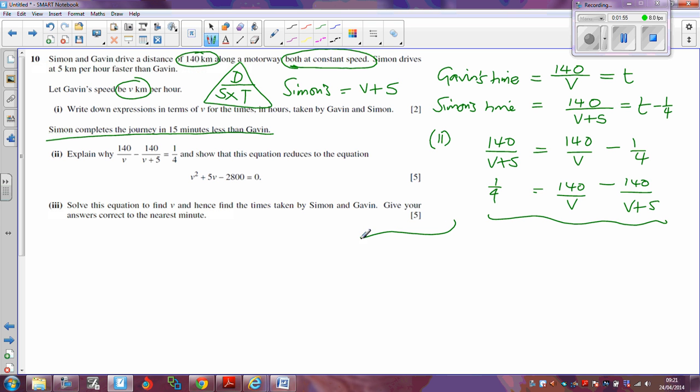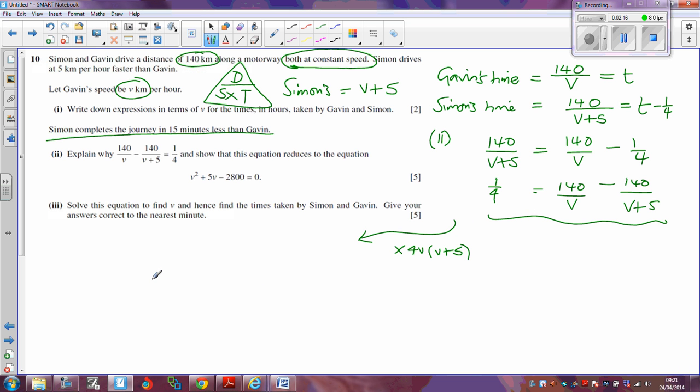Now, in order to make that into a quadratic equation, I've basically got to get rid of the fractions. And the easiest way to do that is to multiply all in one go by the lowest common denominator. In this case, the lowest common denominator is 4v times v plus 5. So I'm going to take each expression here and multiply it by 4v, v plus 5.